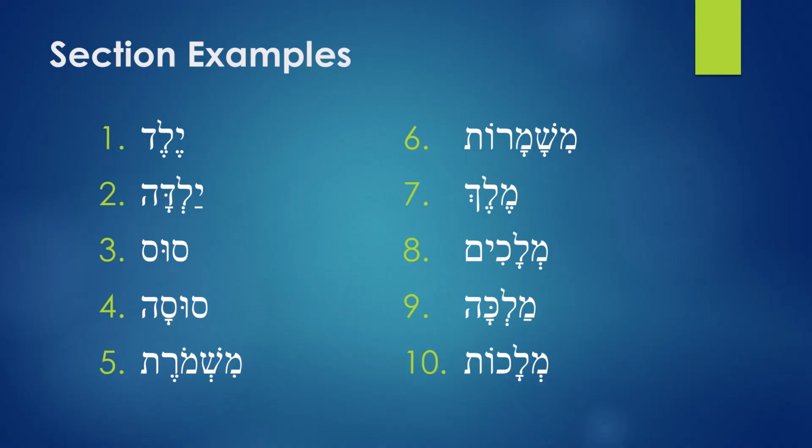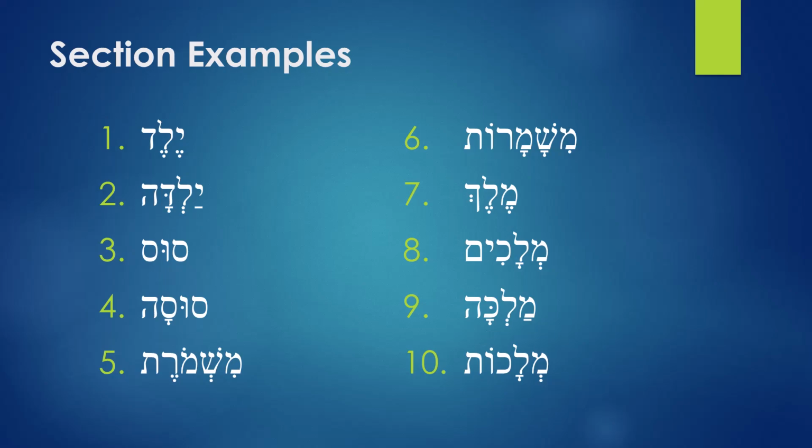Word number 7 is melek. And this word is masculine singular. Why? Because it's not having a special ending. Melek means king. No ending, so expect it to be masculine singular. And this is its lexical form. Word number 8, we have melakim. Melakim means kings. And because of that im ending, this is masculine plural. The lexical form of this word is melek.